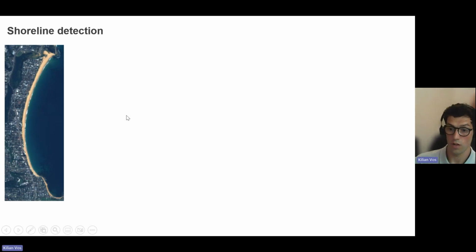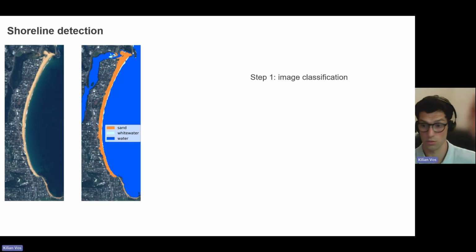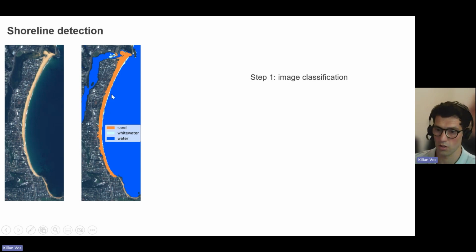So how does the algorithm work? I'll just give a quick technical description. If this is a Sentinel-2 image of Narrabeen at 10 meters per pixel, the first thing that we do is download the image for the region of interest with all the multispectral bands that are needed. And then the image is classified. Each pixel is labeled as sand, water, which is deep water, and white water, which is the aerated water, for example when the wave breaks on the shoreline.